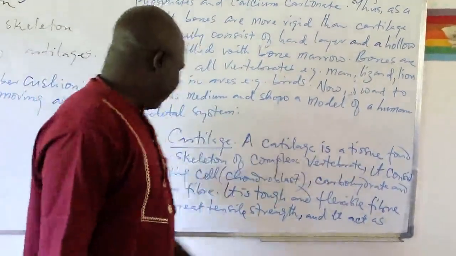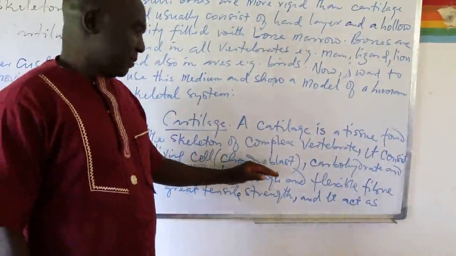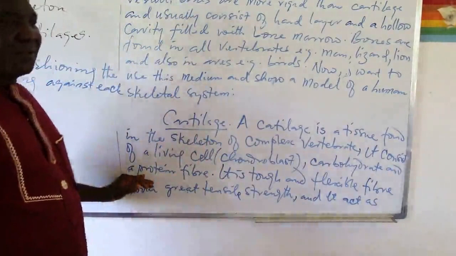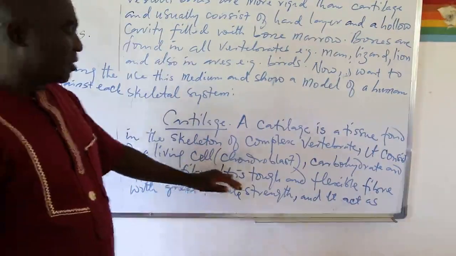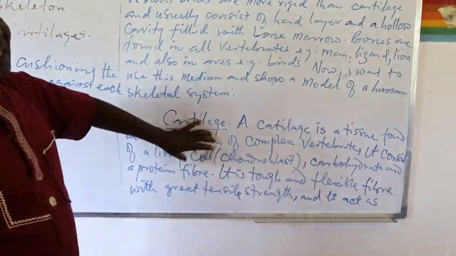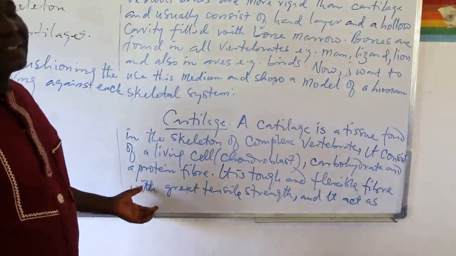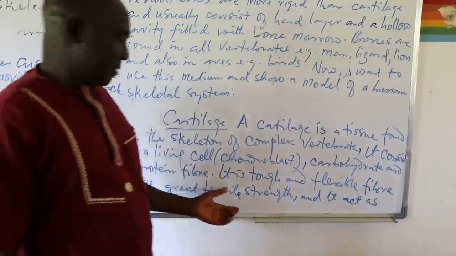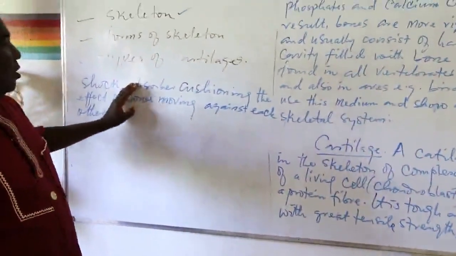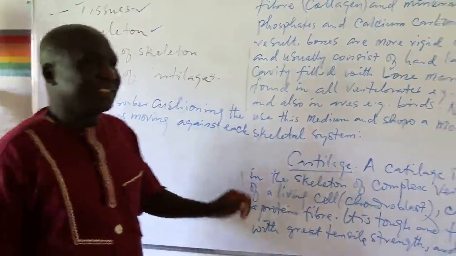The cartilage consists of a living layer called chondroblast, carbohydrate, and a protein fiber. It is tough and flexible, and it has great tensile strength. So it acts as a shock absorber, cushioning the effect of bones moving against each other.